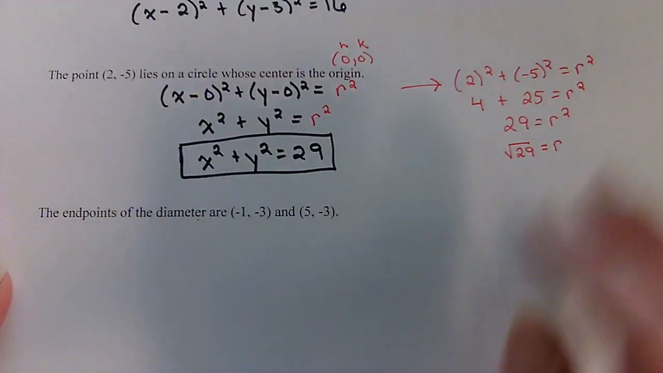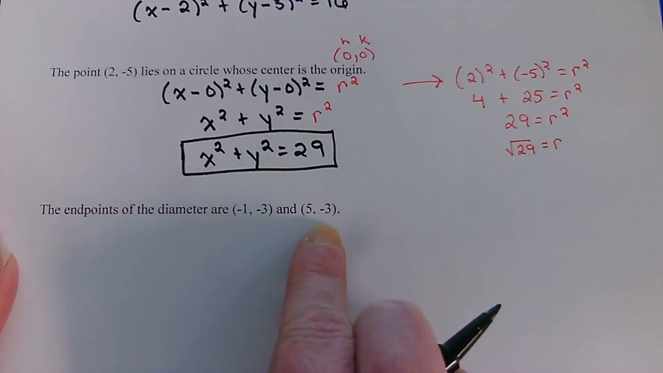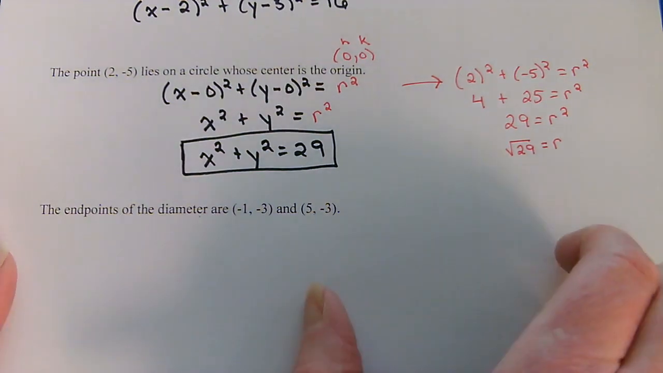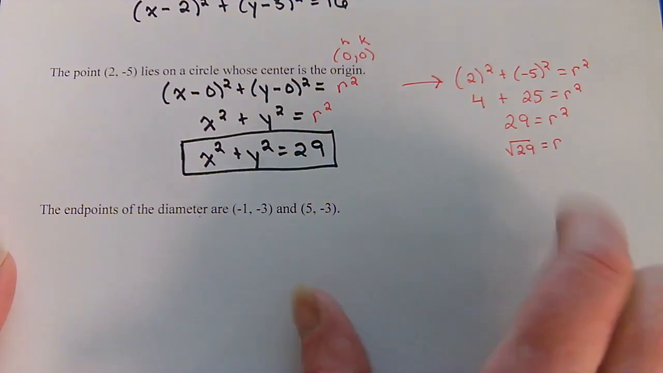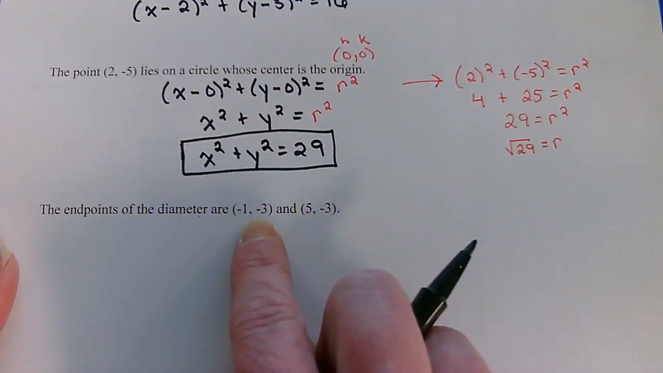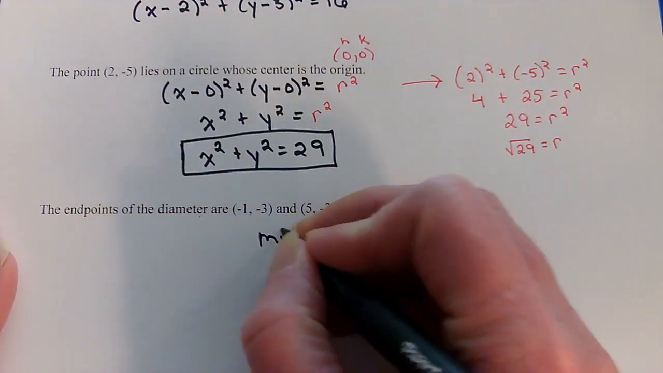The next one, I'm given endpoints of the diameter. So now let's remember the diameter goes through the middle, so it goes through the center all the way across the circle. So half of the diameter would be a radius. Also, halfway between those two endpoints would be my center. So let's think about how we would find that halfway point. We would look for the midpoint.